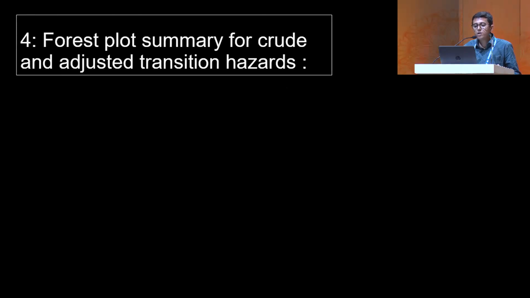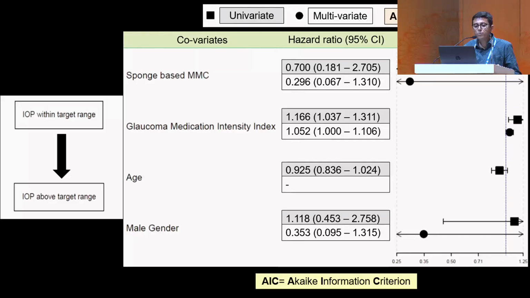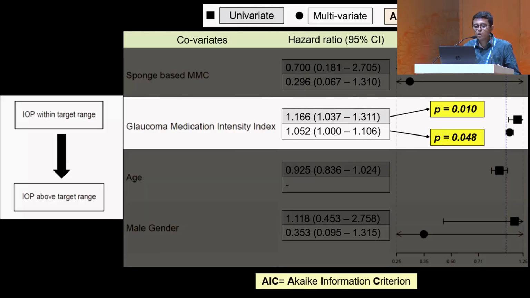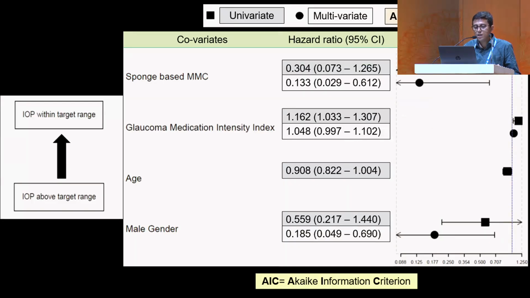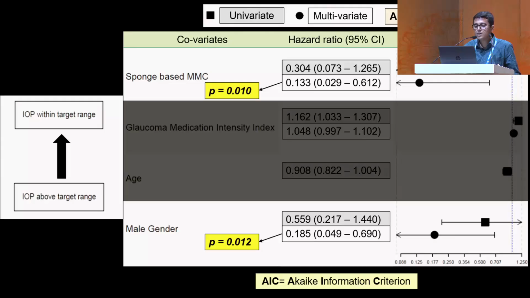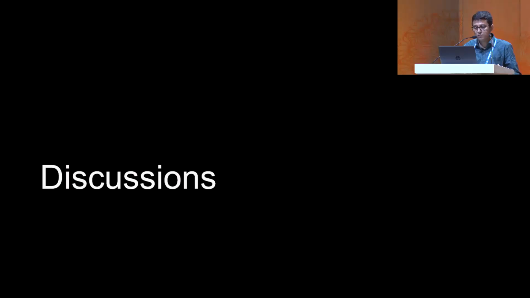A forest plot summary for crude and adjusted hazards for transition between IOP within target range to IOP above target range revealed that glaucoma medication intensity index was the sole predictor which increased the risk of this transition. In the reverse direction, in the adjusted model, sponge-based MMC augmentation and male gender reduced the risk of transition.